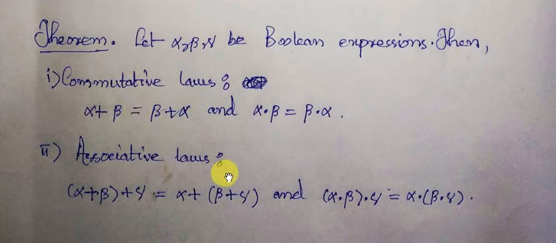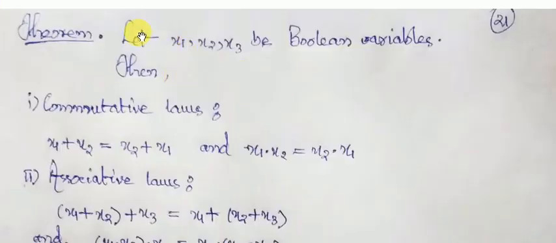Hello everyone. In the previous class we learned a theorem for any three Boolean variables x1, x2 and x3. Of course, you have to remember that we are dealing with the Boolean algebra B, plus, dot and complementation. Here the nonempty set consists of only two members: 0, the additive identity element, and 1, the multiplicative identity element.